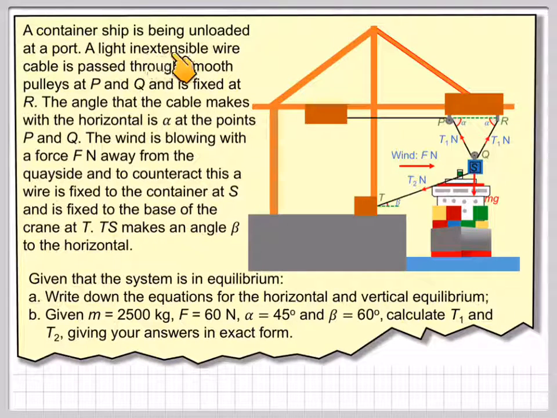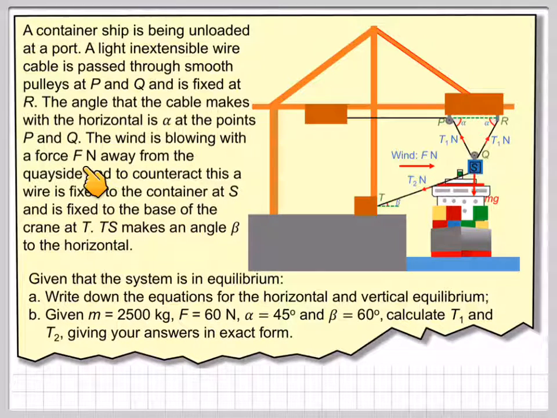A container ship is being unloaded at a port. A light, inextensible wire cable is passed through smooth pulleys at P and Q and is fixed at R. The angle the cable makes with the horizontal is alpha at points P and Q.